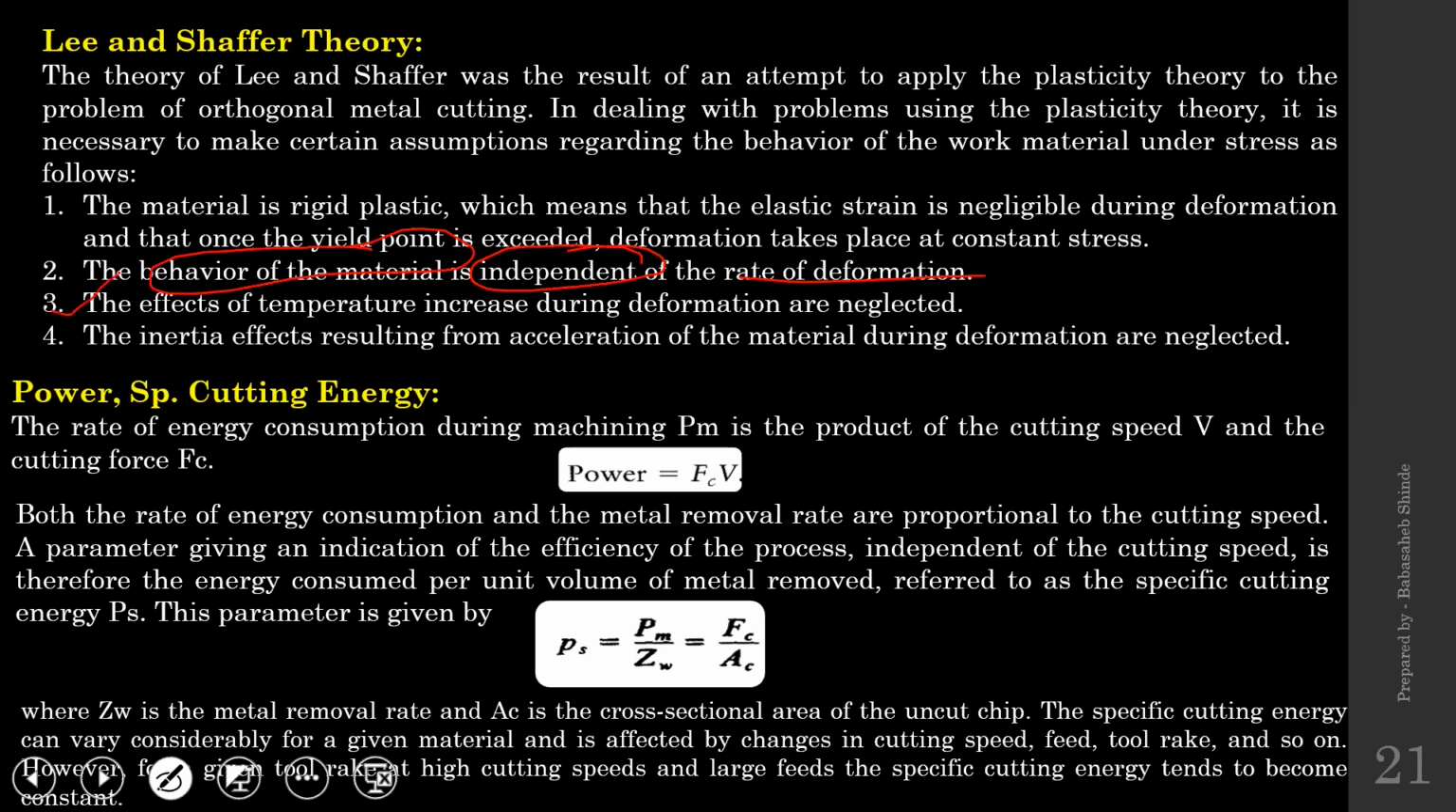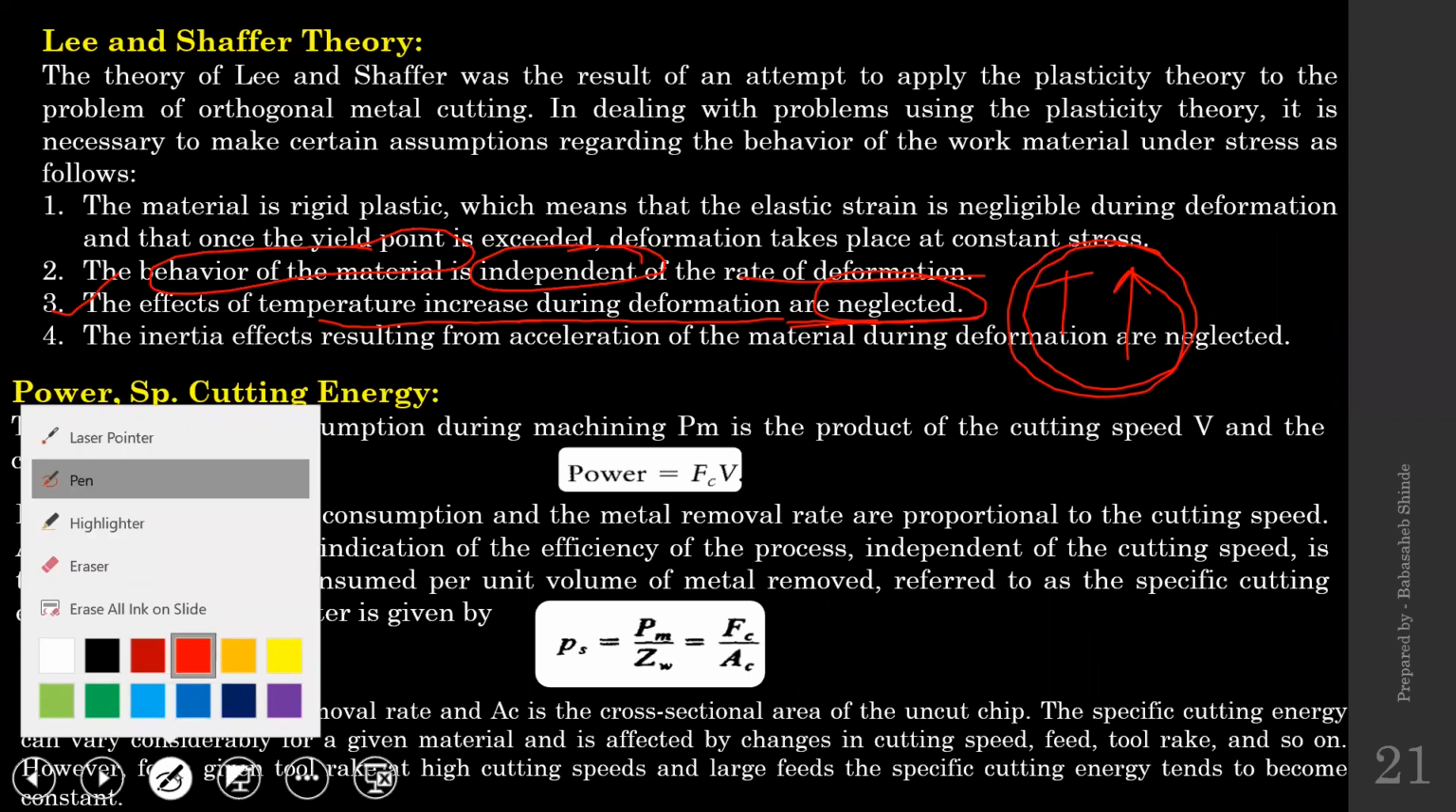Now the third assumption, the effect of temperature increase during deformation is neglected. We know that if temperature increases, it has an adverse effect on the material. There might be softening of the cutting tool, softening of the workpiece, and once that material has softened, the properties are going to change, right? But we are assuming that the effect of temperature increase during deformation is neglected. So that is the third assumption.